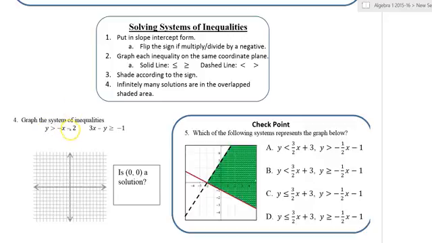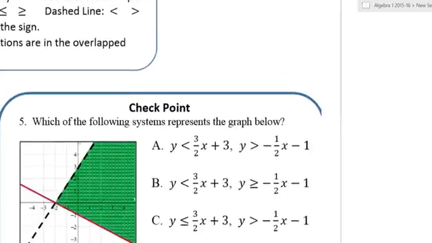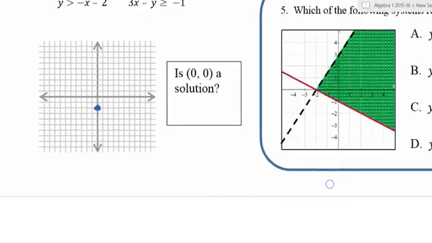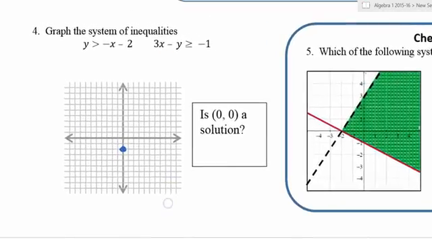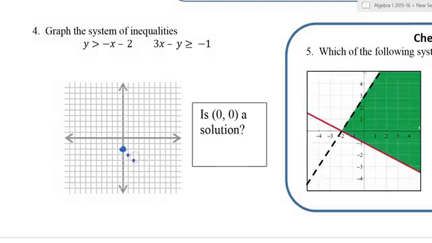The first one is in slope-intercept form. We will plot the y-intercept at -2. I'm going to use a slope of -1, so down 1 over 1. When I connect this, I'm going to use a dotted line because it is just greater than, it's not less than, and greater than would shade up.